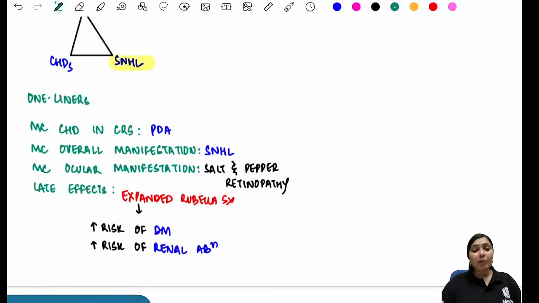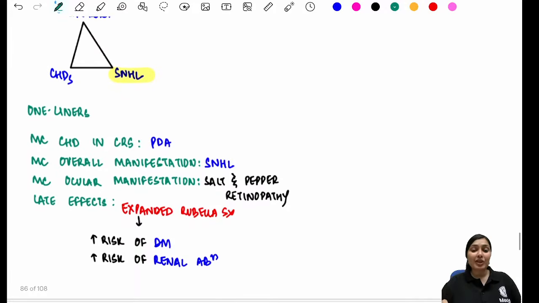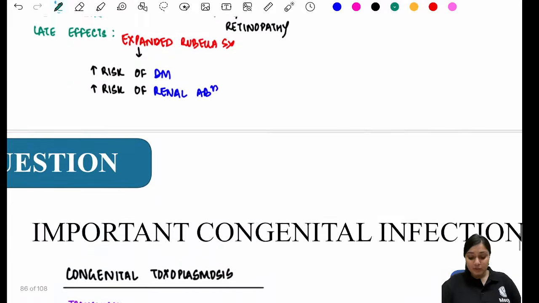Certain one-liners are very important in congenital rubella syndrome that I want to discuss over here. Firstly, what is the most common congenital heart disease in congenital rubella syndrome? It's PDA, that is patent ductus arteriosus. But if I ask which is the most common overall manifestation, that is sensorineural hearing loss. Then they ask about the most common ocular manifestation. Though we have discussed cataract in the triad, the most common ocular manifestation is retinopathy, salt and pepper retinopathy. The late effects include expanded rubella syndrome, where the child has increased risk of diabetes mellitus and increased risk of renal abnormalities. So this is all about your CRS, congenital rubella syndrome.